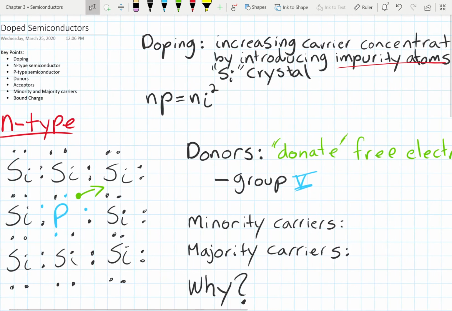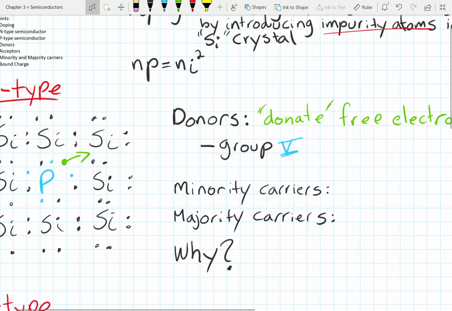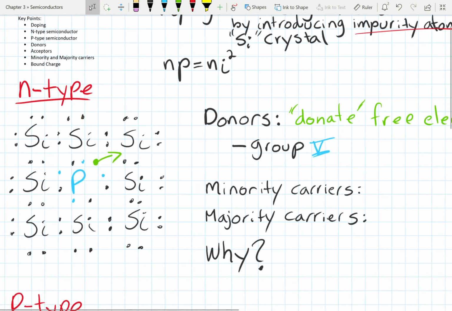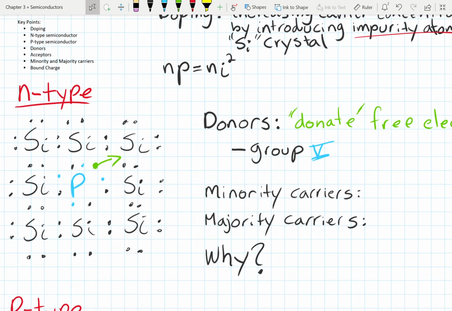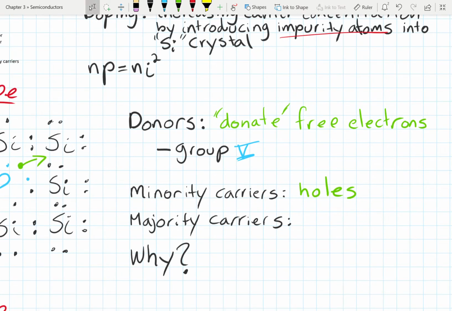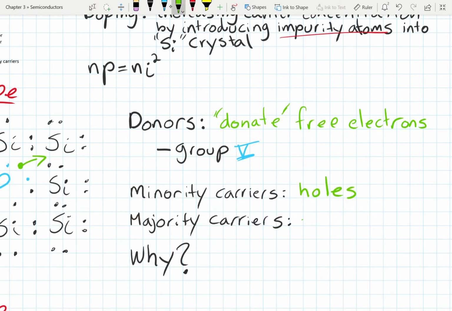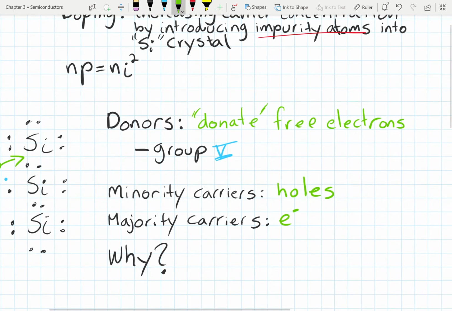What else can we talk about? The N-type semiconductor. For the N-type semiconductor, we have these two definitions, minority and majority carriers. A minority carrier is what you have less of in the crystal. Since we're adding extra electrons, what we have less, or the minority, is the holes right here. And since we are adding a bunch of electrons, the majority carrier would be these electrons.